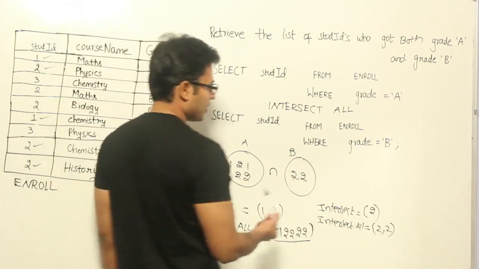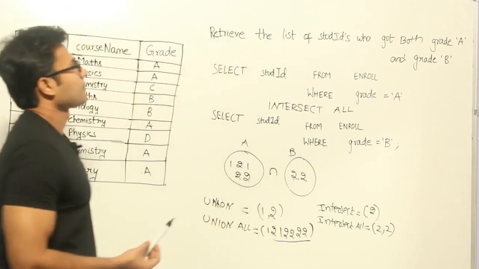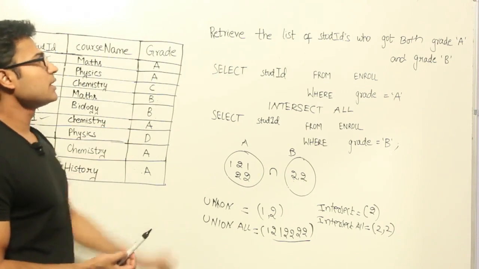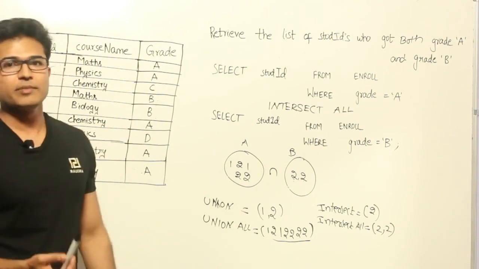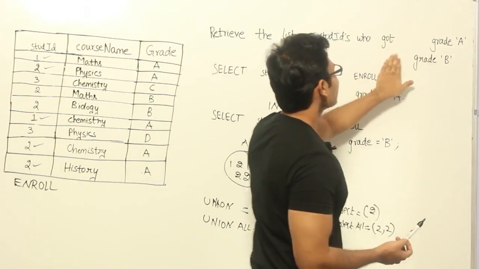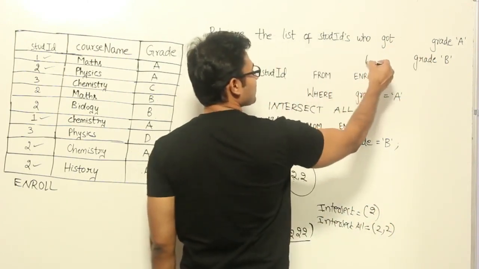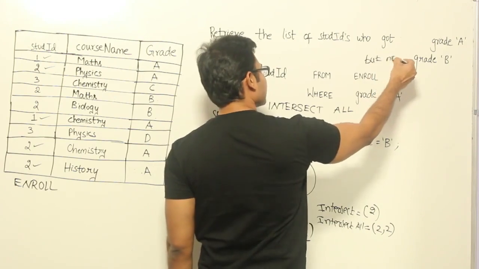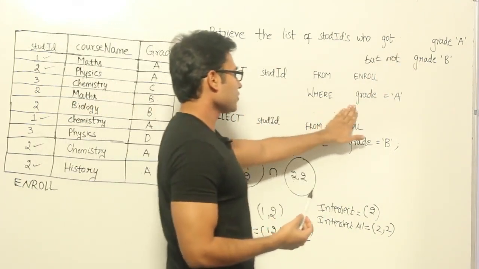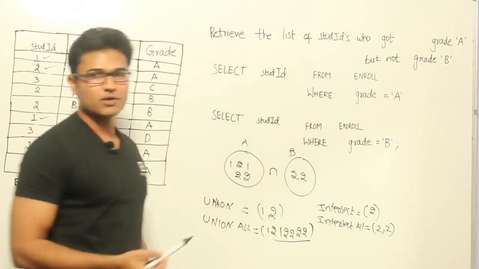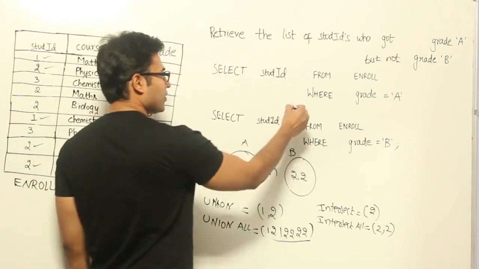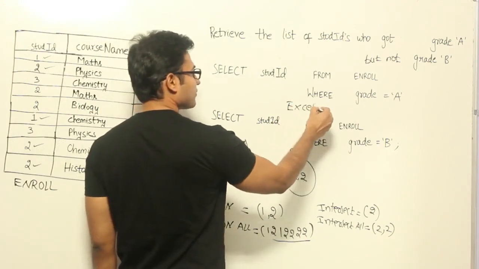Okay. And now let us say we want to find out the list of students who got grade A but not grade B. Now how are you going to do that? Here you are going to write except. Again the except is going to have 2 versions. One does not allow the duplicates and the other allows the duplicates. Now you are going to write except here.